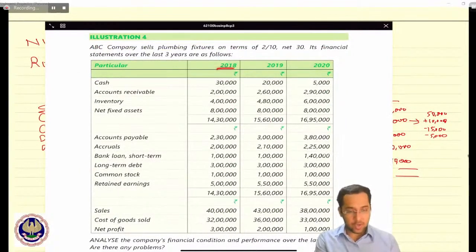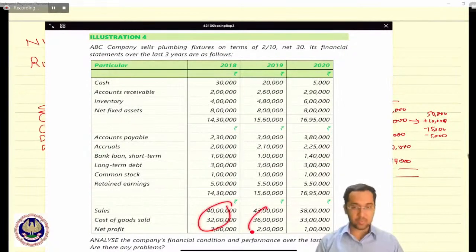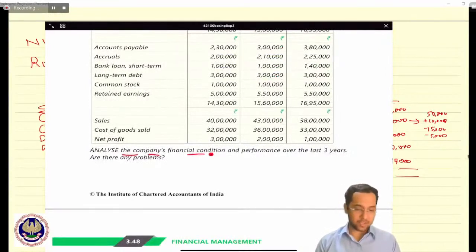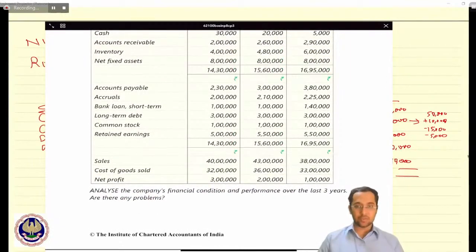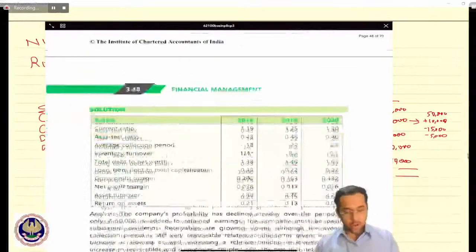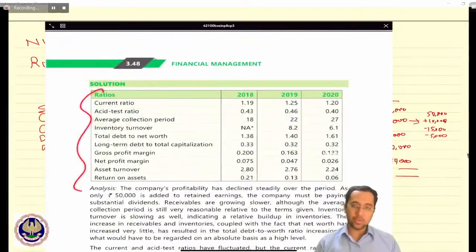Illustration 4. So 18, 19, 20, we have got 3 years balance sheet and some of the figures over here. Analyze the company's financial condition and performance over the last 3 years. Are there any problems? Now, to analyze the performance, I need to have some ratios. So those ratios are already calculated in the solution for you. You can verify them later on.